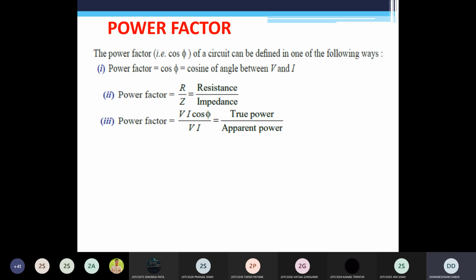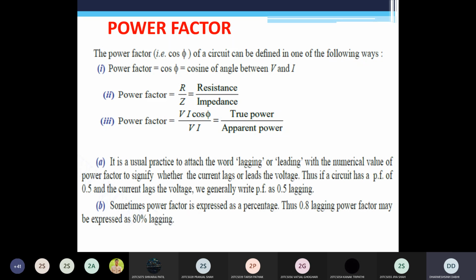Generally, when your current lags behind the voltage, which you generally get for an inductive load or a combination of RL load, clear? So when current lags behind the voltage, at that time you get the lagging power factor. Clear? Because current lags behind the voltage, we take the voltage as the reference line.